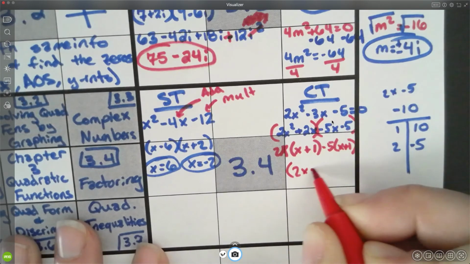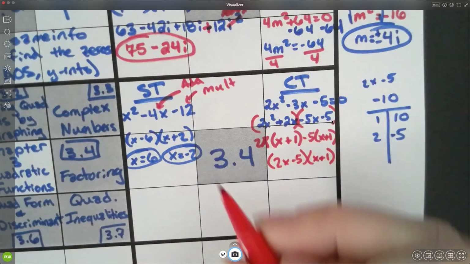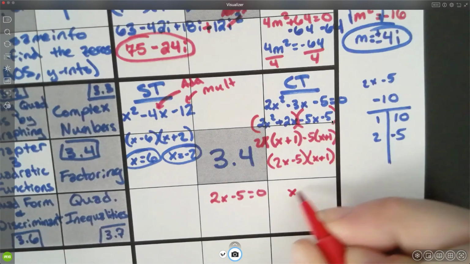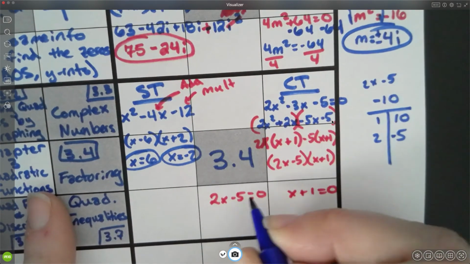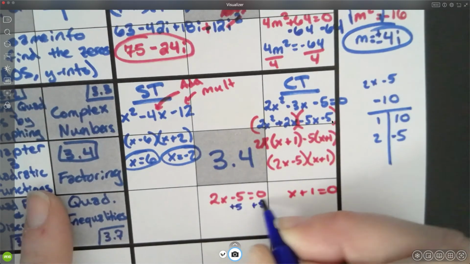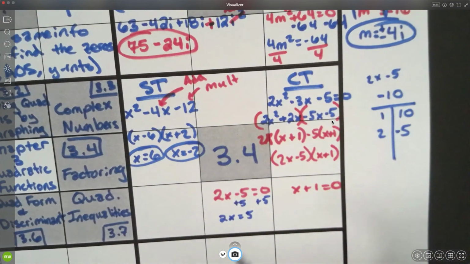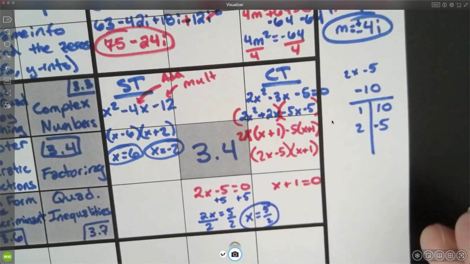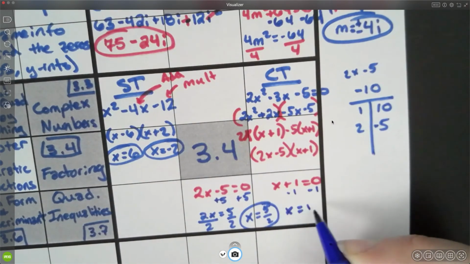You have to set those equal to 0. So 2x minus 5 equals 0, and x plus 1 equals 0. Add 5: 2x equals 5, so x equals 5 over 2. There's one of your answers. And then x equals negative 1.